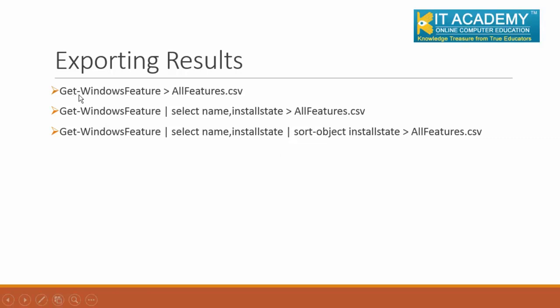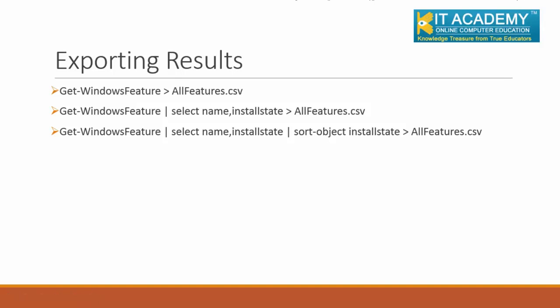Instead, I can say Get-WindowsFeature, and you can redirect the output to some file of your choice. Mostly people like to export the results so that they can open them in Excel. So I'm going to show you how we can redirect the output of this command to a CSV file, a comma separated value file. Obviously, the first cmdlet will redirect the complete output of the Get-WindowsFeature command.